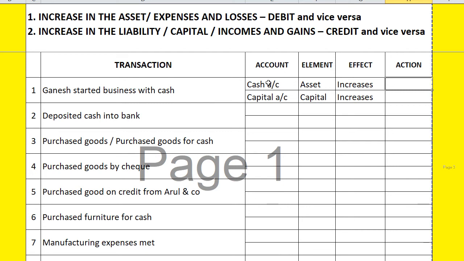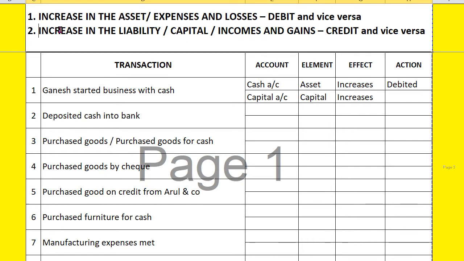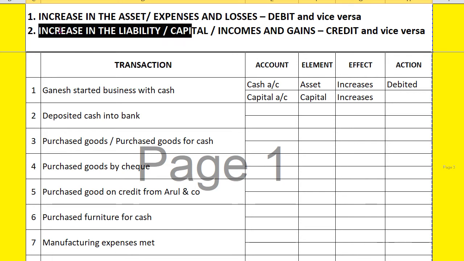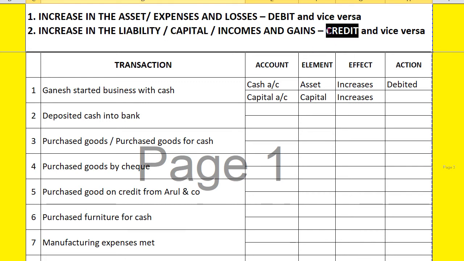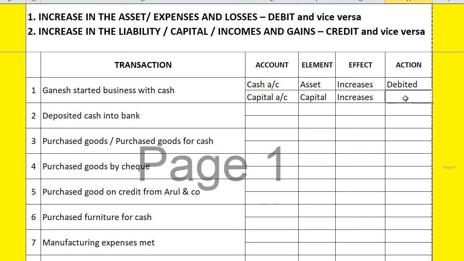So what is the rule? Cash is an asset. Increase in the asset is to be debited. So action is debit. Right. Next, capital increases. Increase in the liability, capital. What do we have to do? We have to credit. So here, credited.